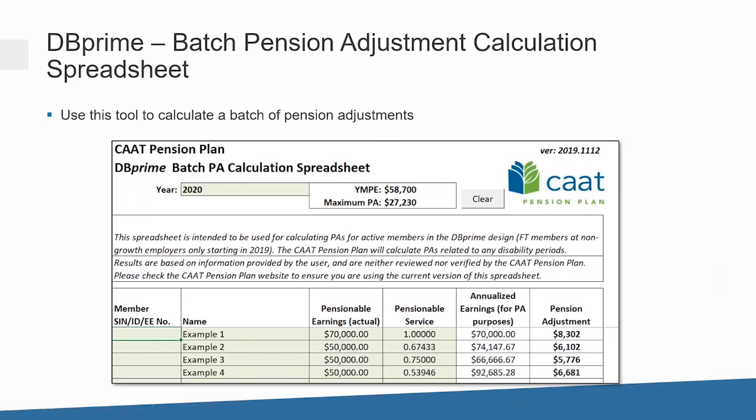The batch calculator can calculate multiple PAs and is available for employers to use. The tool is pretty easy to use. You will need to choose the PA year at the top and then enter the member's name, ID, and actual pensionable earnings and pensionable service for the year, and the tool will calculate the PA amounts. If you have any questions about the PA tools or need further assistance, please contact your employer PA.